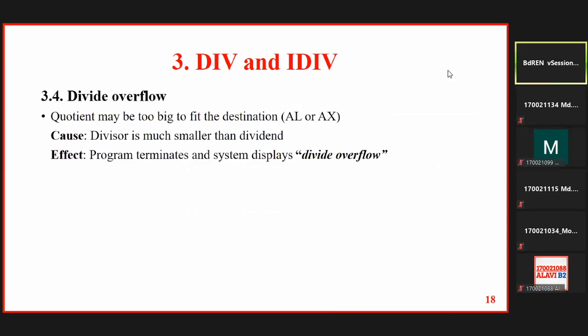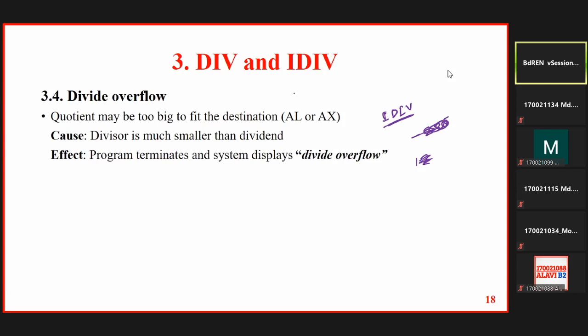Now in this case, there can be two ways that the divide overflow can occur. The divisor can be much smaller than the dividend. We'll go through the exact example so that you can understand. But the thing is that if it is much smaller, then it cannot be fitted. It is difficult to fit in the destination.